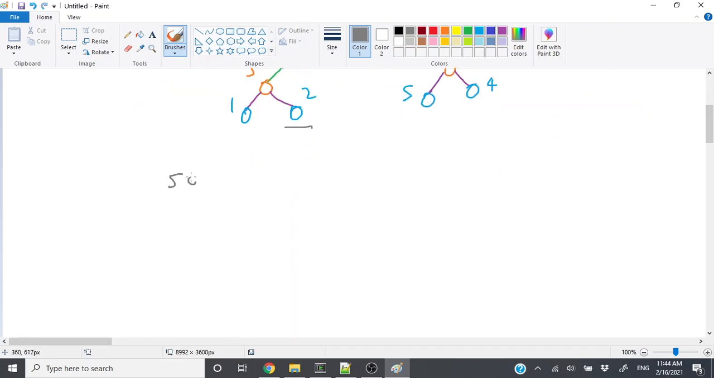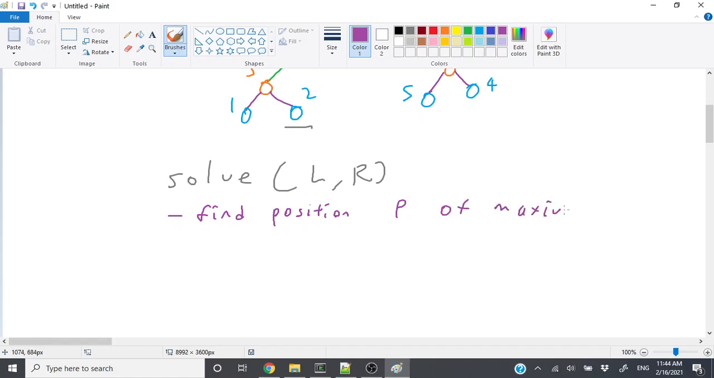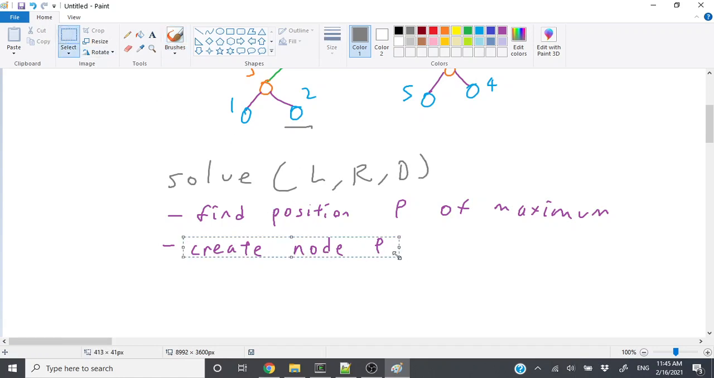We basically define a function where we do recursion, where we do solve of left and right. And then within this, what we do is find the maximum. So we find the position of the maximum, call it P. And we can do this by just iterating through this whole range. Then create the node P. And in fact, it may be convenient to also include the depth in this solve, the current depth, and that way we don't have to actually construct the tree. We just imagine we're creating a node at position P.